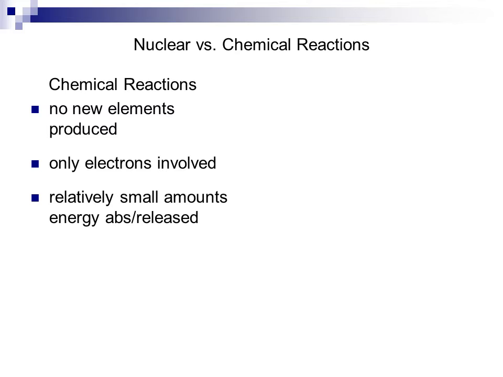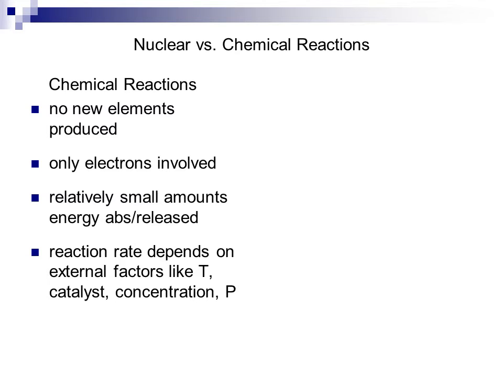Only a relatively small amount of energy is absorbed or released in a chemical reaction, on the order of maybe 800 kilojoules. The reaction rate for a chemical reaction depends upon external factors like temperature, the presence or absence of a catalyst, the concentration of the reactants, pressure conditions, and other factors.